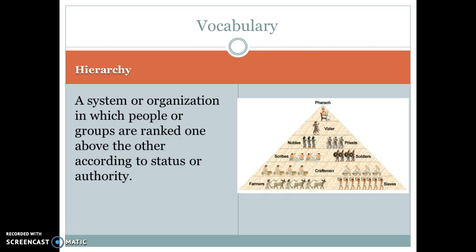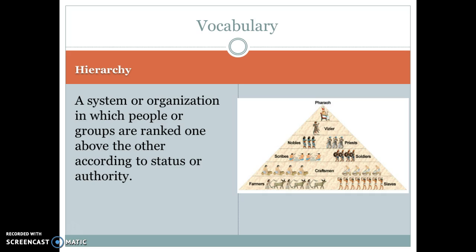Does this exist today still? Could you say there's a hierarchy in American society? Possibly by jobs. Possibly by how much money you make. Some would argue there's a hierarchy based on race. Some would argue there isn't. But there is still a hierarchy in many societies today.